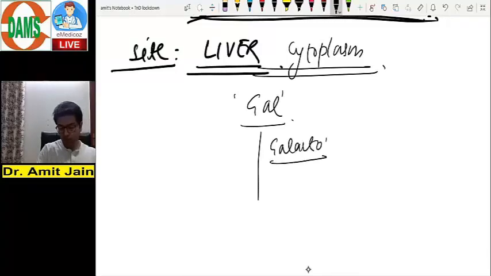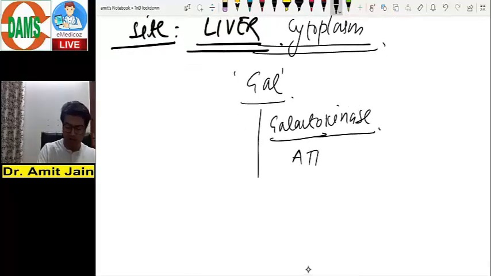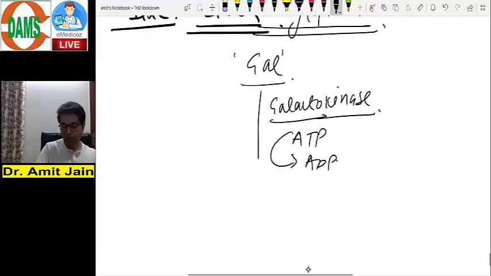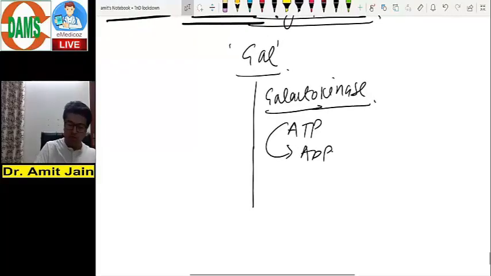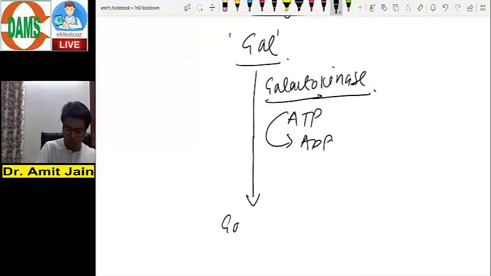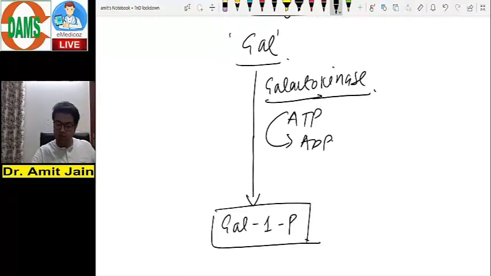Galactose is converted with the help of the enzyme called galactokinase. Each kinase uses an ATP. So it is a phosphotransfer reaction by the kinase, the class 2 enzyme. So galactose is converted into galactose 1-phosphate. Now guys, even hexokinase can act on it.